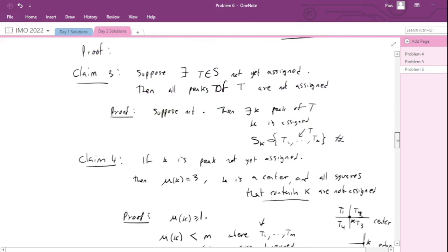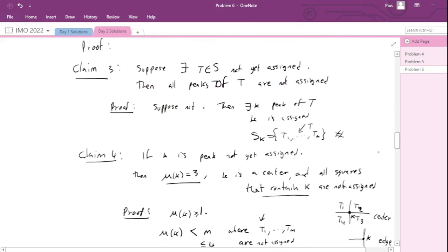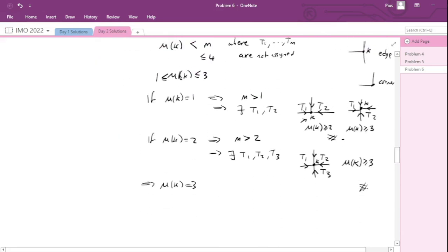So first of all, this aligns with what we are trying to show in this claim. So we already got the first part. So now what does this mean? We use the same argument to see what this could give. So this means that now m is greater than 3. So m has to be exactly 4. And it means that we have T1, T2, T3, T4, where K is peak of all of them. So we must have a diagram like this. So first of all, K has to be a center, and all these we have not yet assigned, which is what we wanted to show, and we're done.